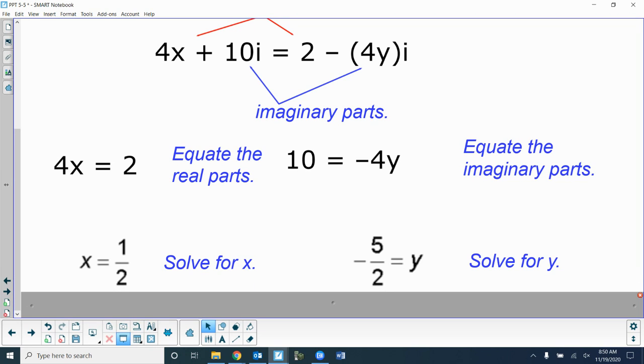So again, look, the real parts are equal. Just solve that easy equation, and then the numbers in front of the i are equal, imaginary parts, and solve that. Easy equation, right? Every year kids miss this problem on the quiz, but it's like the easiest one.